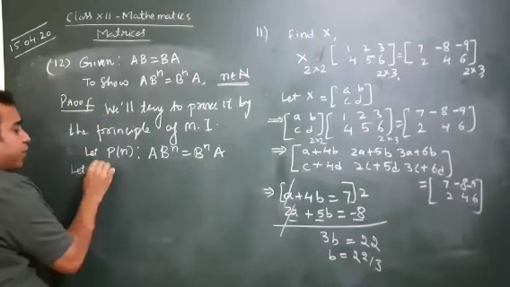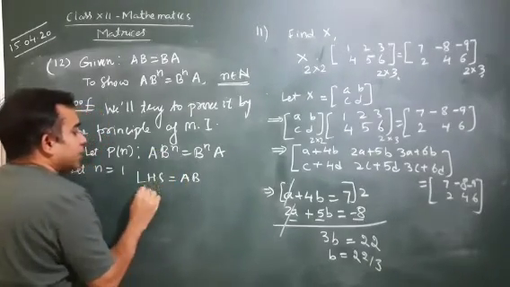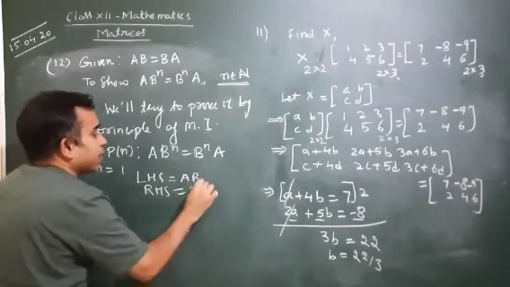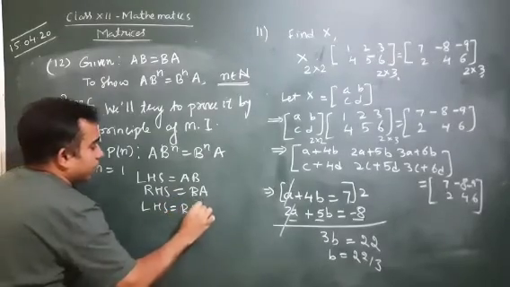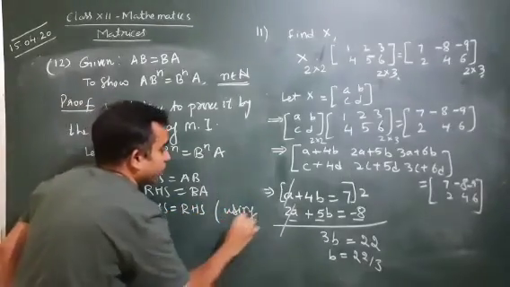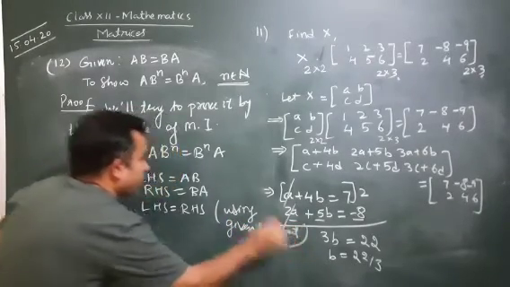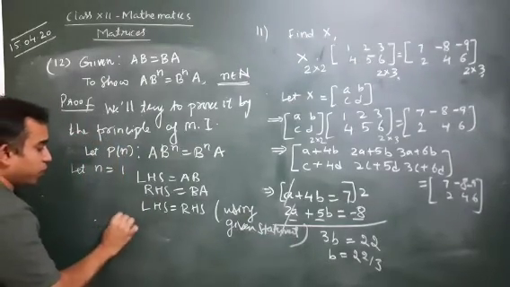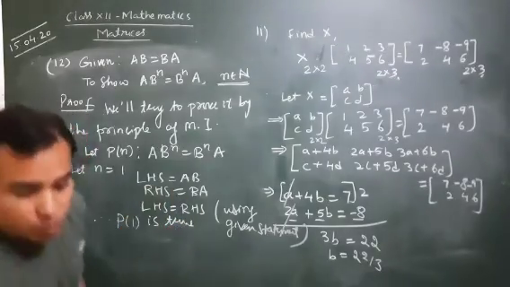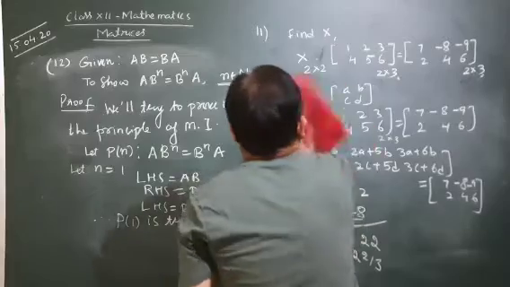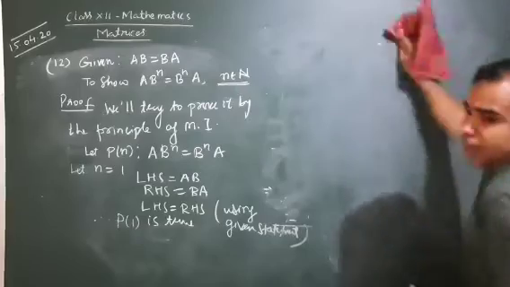Let us check it for n equal to 1. So left side will be AB and right side is BA, but already we have been given that AB is equal to BA, so LHS is equal to RHS, right, using the given statement. So it is true for n equal to 1, so P(1) stands true. Now let us assume that it is true for some n equal to k.